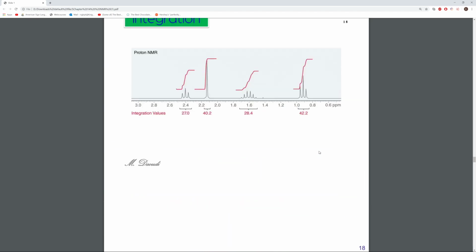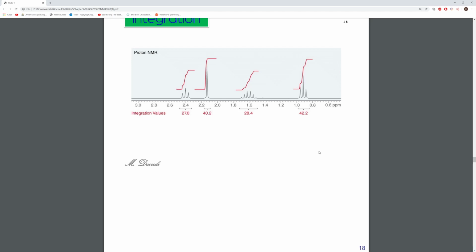So we multiply all these numbers by 2 to make them into whole numbers. Before we had 1, 1.5, 1, 1.5. When we multiply it by 2, we have 2, 3, 2, 3. So the relative ratio of hydrogens is 2 to 3 to 2 to 3.